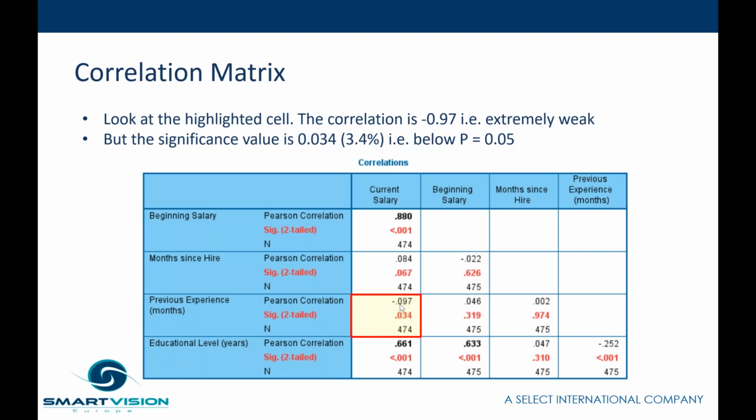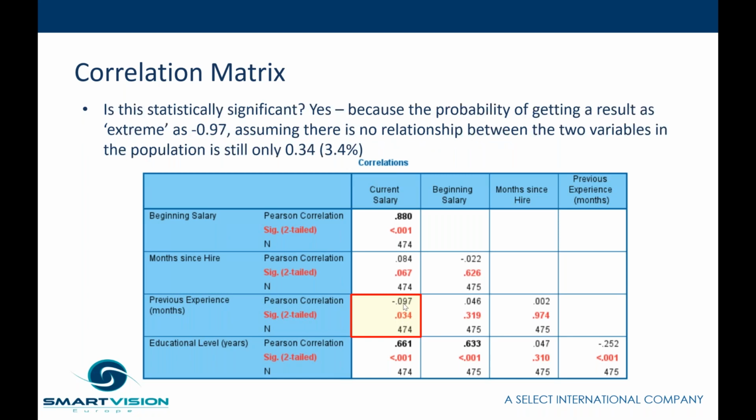Here it's very weak, and we're rejecting the null hypothesis that the correlation is 0 in the population, but we're not saying that it's a strong correlation. We're just saying it's not 0. So is this statistically significant? Yes, because the probability of getting a result as extreme as minus 0.097, assuming there is no relationship between the two variables, is only, that should say 0.034 actually, not 0.34, so 3.4%. So it's less than our magic 5%, but it's still very weak.